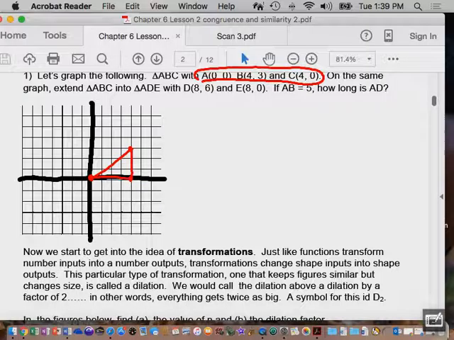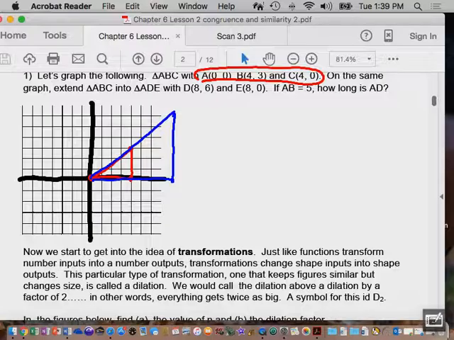Ready? I'm a little off the graph there, but that's 8, 0. And here's 8, 6. So now I have a blue triangle and I have a red triangle. Which one's bigger? How many times bigger is the blue triangle?